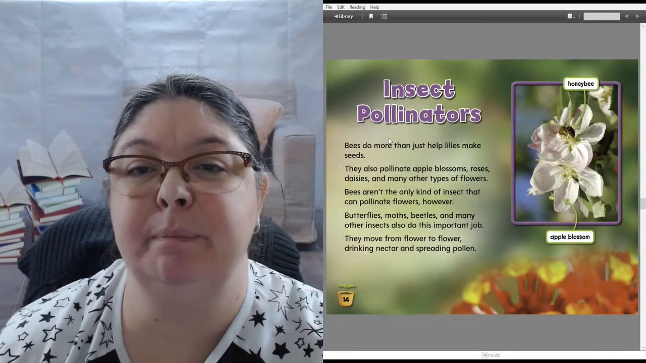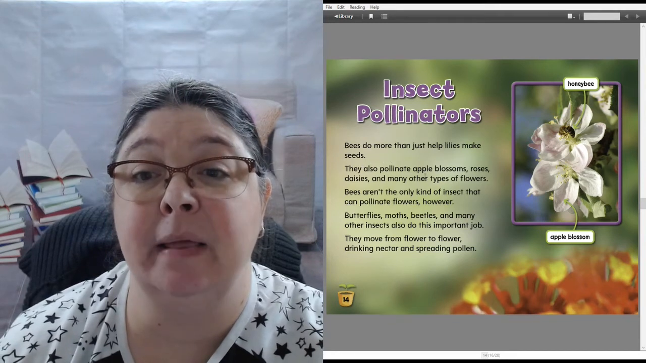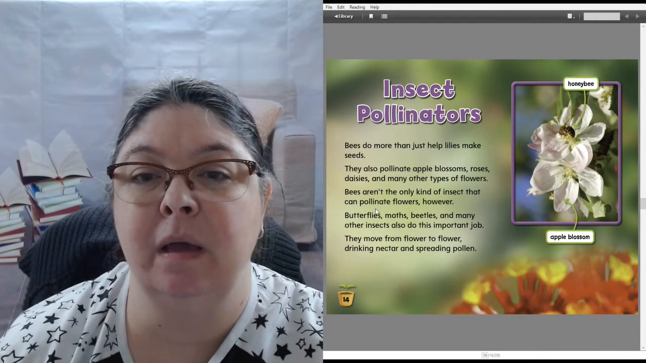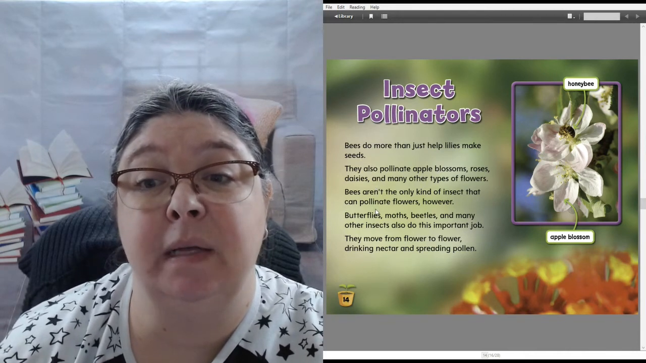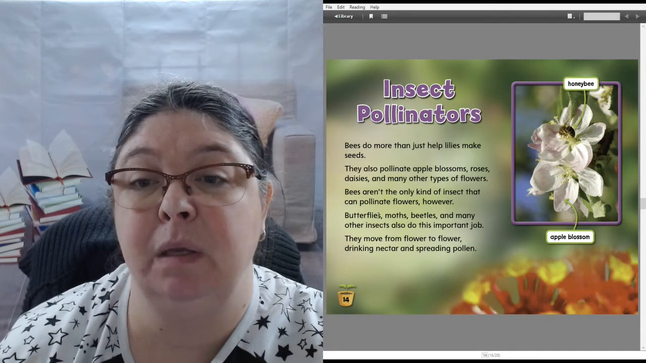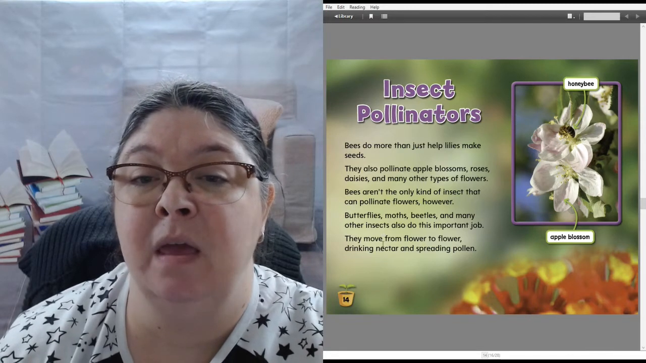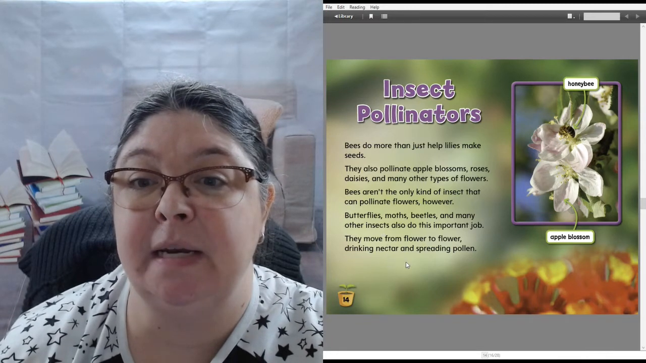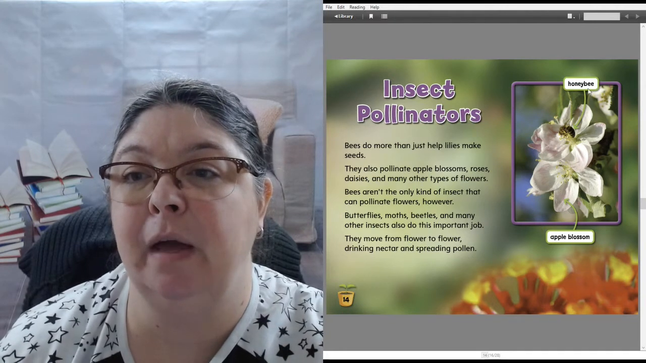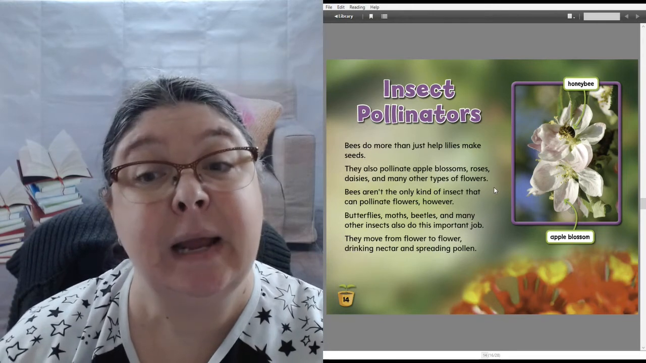Insect pollinators. Bees do more than just help lilies make seeds. They also pollinate apple blossoms, roses, daisies, and many other types of flowers. Bees aren't the only kind of insect that can pollinate flowers. Butterflies, moths, beetles, and many other insects also do this important job. They move from flower to flower, drinking nectar and spreading pollen. So as you can see here, the honeybee and the apple blossom that will later turn into an apple.